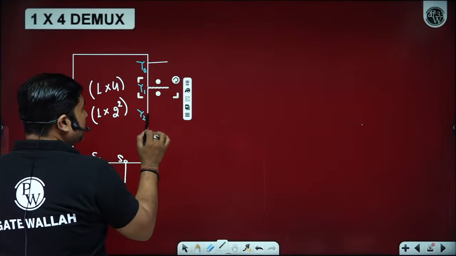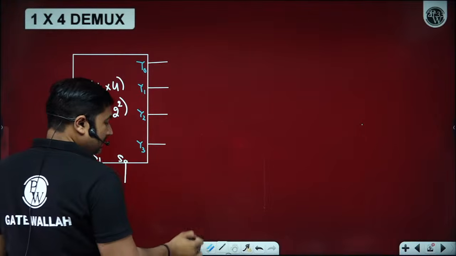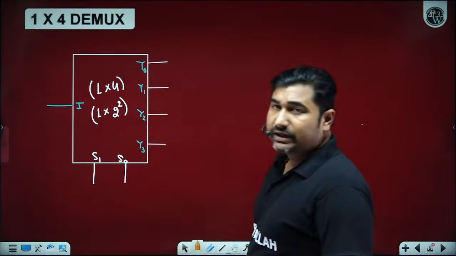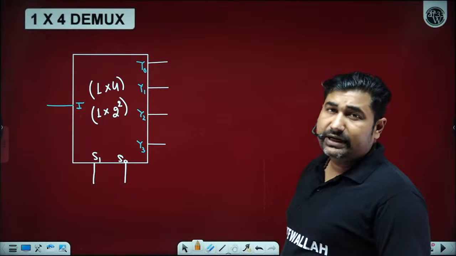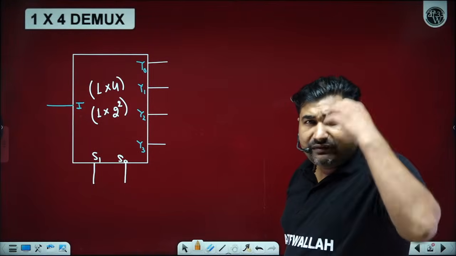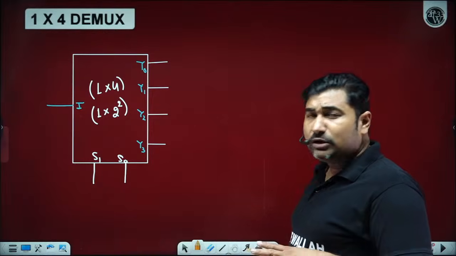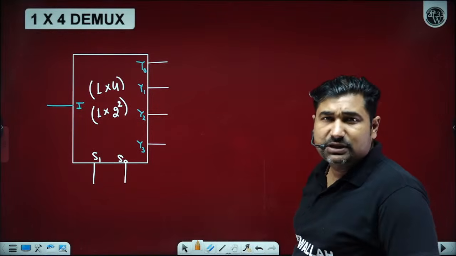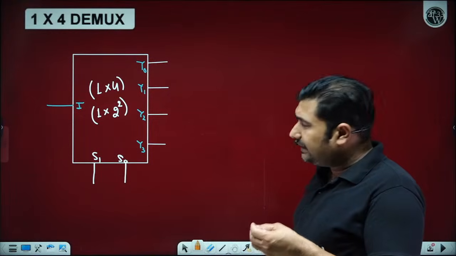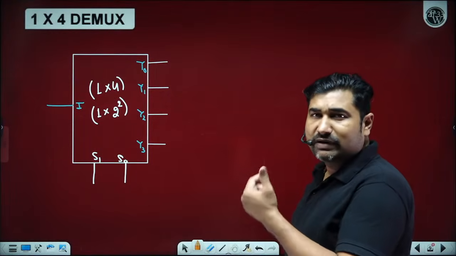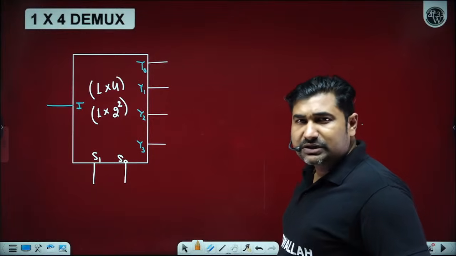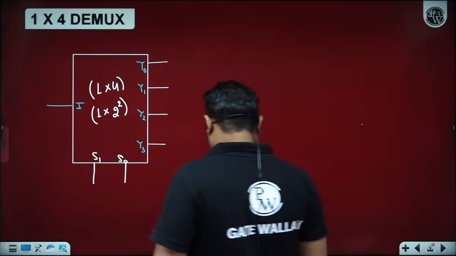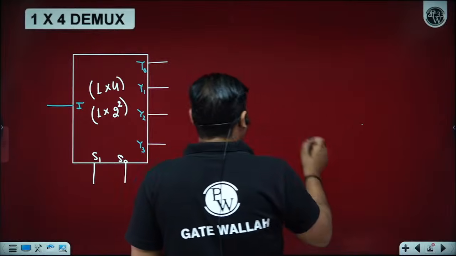Now all of you can see, whatever information we give on the I input is going to be transferred to one of the output lines. We can easily think that if we apply binary 0, the information at I is transferred to the Y0 pin. For binary 1, information is transferred to the Y1 pin. For binary 2, to the Y2 pin. And for binary 3, to the Y3 pin.